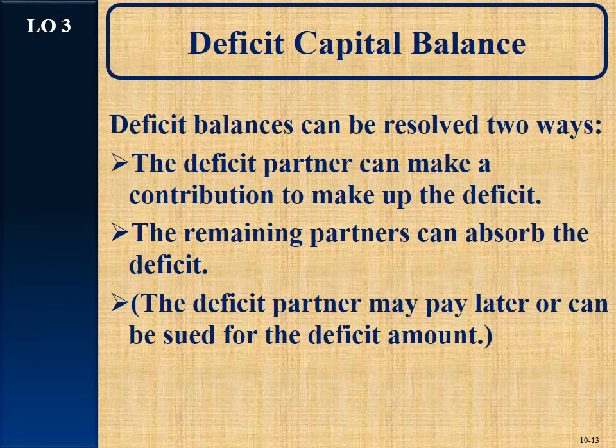Now, deficit balances in a partner's capital account during liquidation can be handled in one of two ways. The deficit partner can contribute the money or assets to make up for the deficit, so to bring their capital account to zero. The other thing that could happen is that the remaining partners can absorb the deficit into their capital balances. And then the deficit partner may have to pay later, or even the partners who soaked up or absorbed that deficit partner's negative capital into their capital accounts, they can sue them personally for that amount.